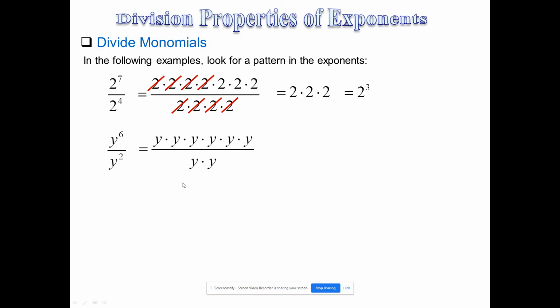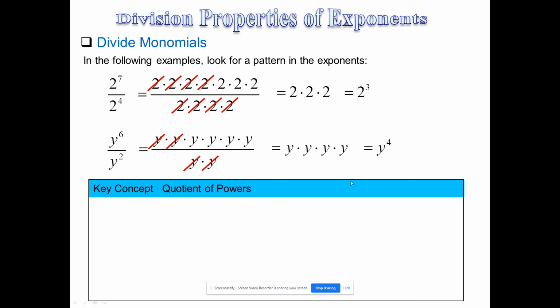So I have 6 y's and I have 2 y's. 2 y's will cancel out on the top and bottom, which leaves me with 4 y's. Did that pattern, that rule that you thought about to get from here to here, work? Did it give you the correct answer? Hopefully you were able to see that all you do is subtract the exponents, because they're going to cancel out. So you just subtract them.